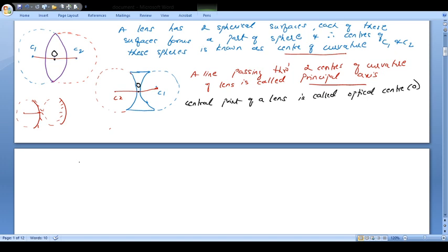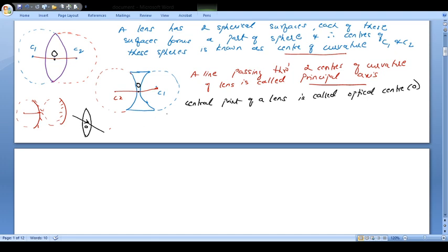Now see, the optical center has an importance. Let us suppose here we have a ray which is passing through the optical center. If this is the lens and I have a ray passing through the optical center, you will find that the ray will not get refracted, it will go straight. So that is basically the importance of the optical center.